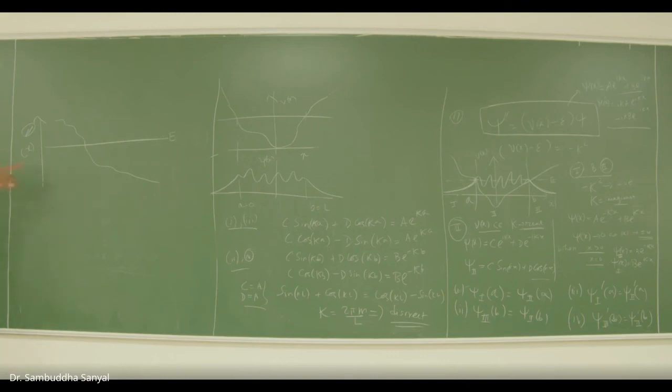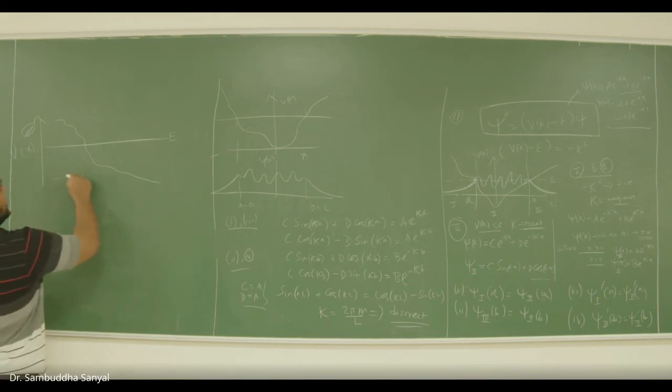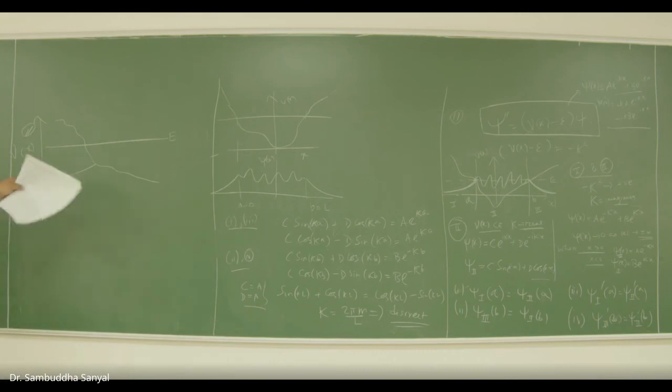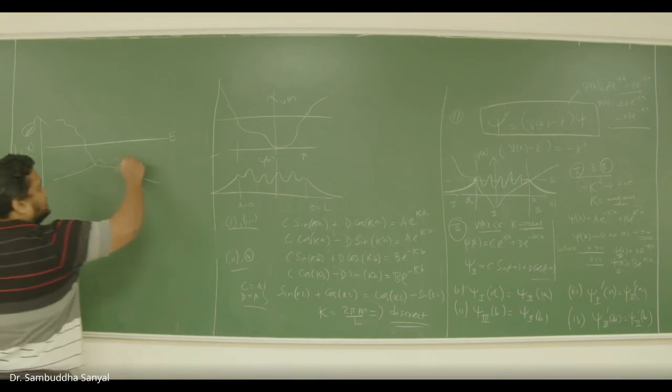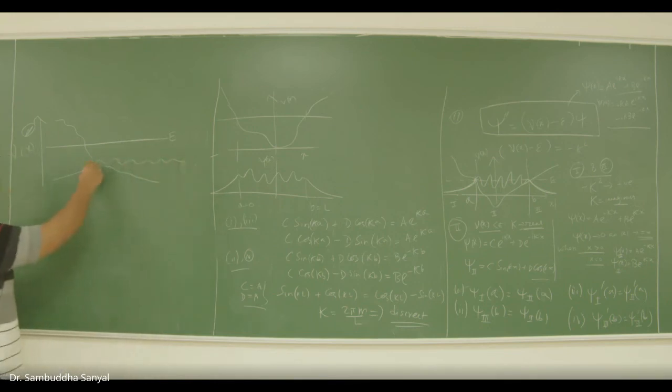So this part, E is greater than nu, right? This is the nu x. E is greater than nu, so it must be an oscillatory solution. And this part, nu is greater than E, so it must be a decaying solution. That's what we argued. And they must match at this point. Okay, so this is an approximate sketch of the solution without solving anything.